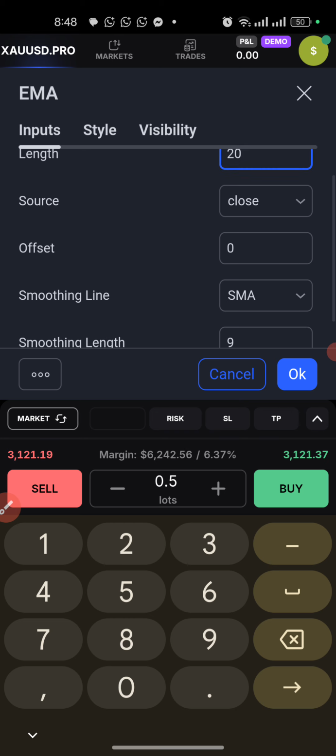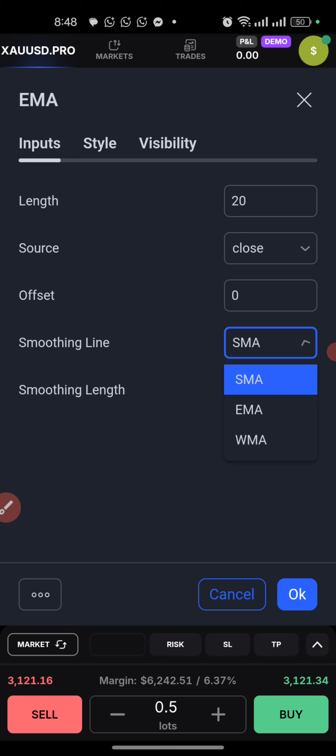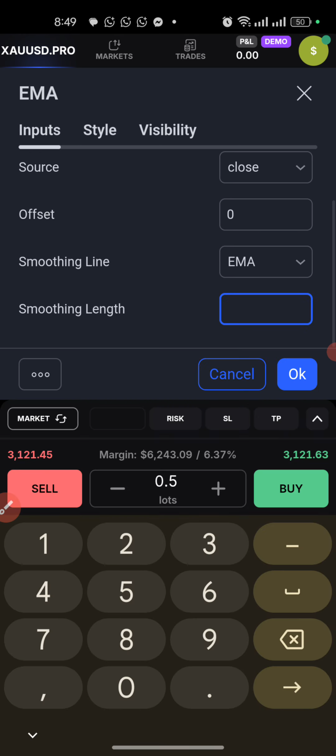Where you have smoothing line, you change that from SMA to EMA. I usually just leave the smoothing length as 9, but some people choose to do 5. I haven't noticed what the difference is. So I click OK. Oh, there's one more thing. We want to adjust the color.